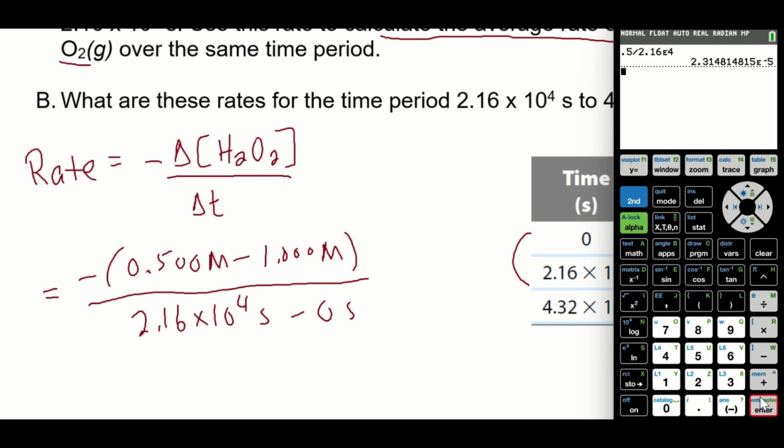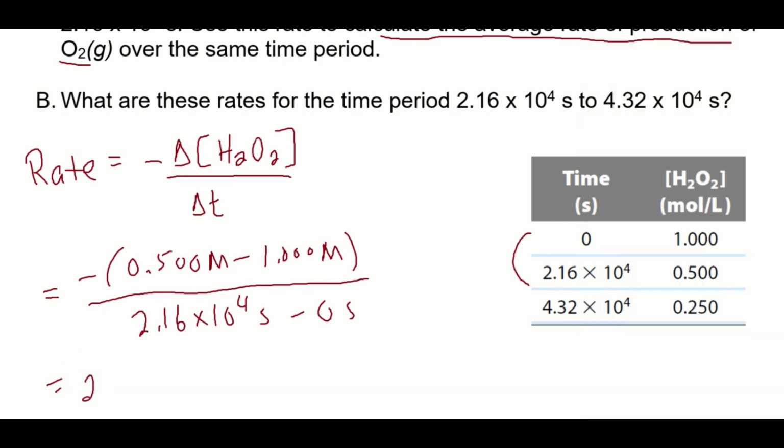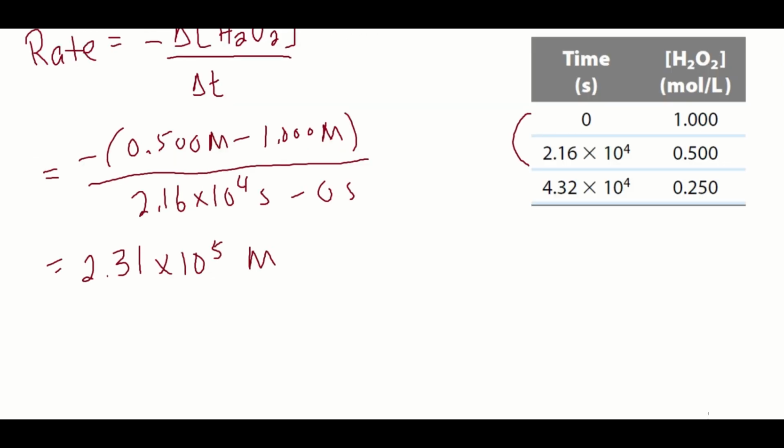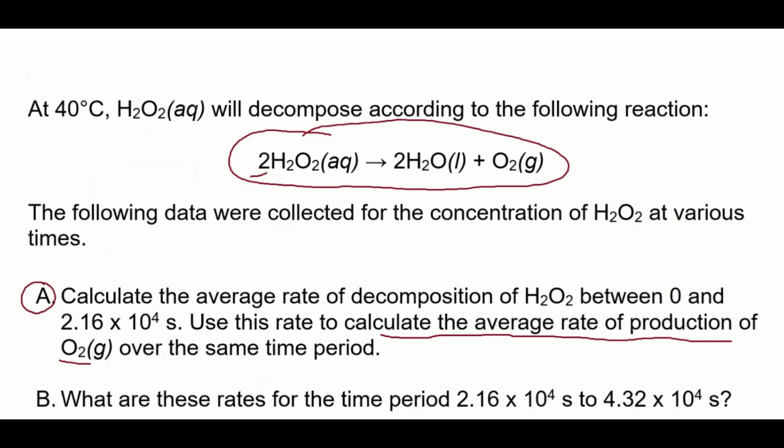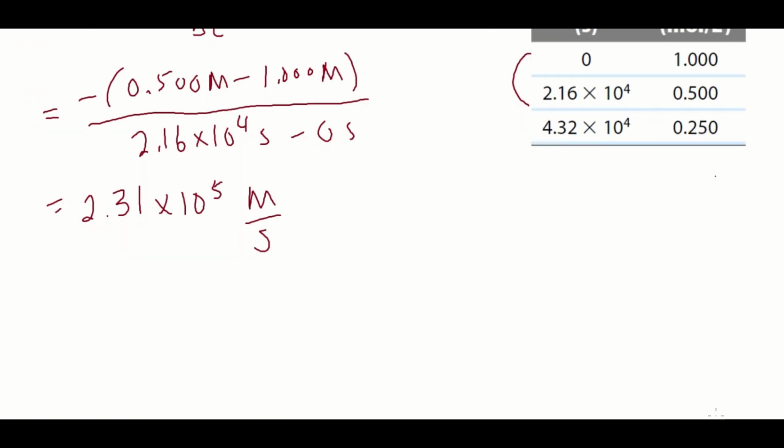Our given measurements have 3 significant figures, so let's report our answer to 3 significant figures. 2.31 times 10 to the negative 5. The rate is the change in concentration over time, so it's molarity per second. Now this is the rate of disappearance of the hydrogen peroxide. The question is asking us the rate of production of oxygen. So the stoichiometry says that we're only going to produce half as much oxygen. So we just take this number and cut it in half.